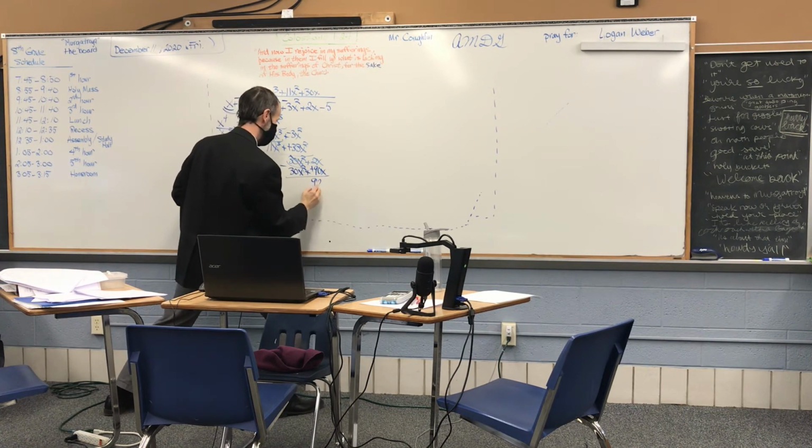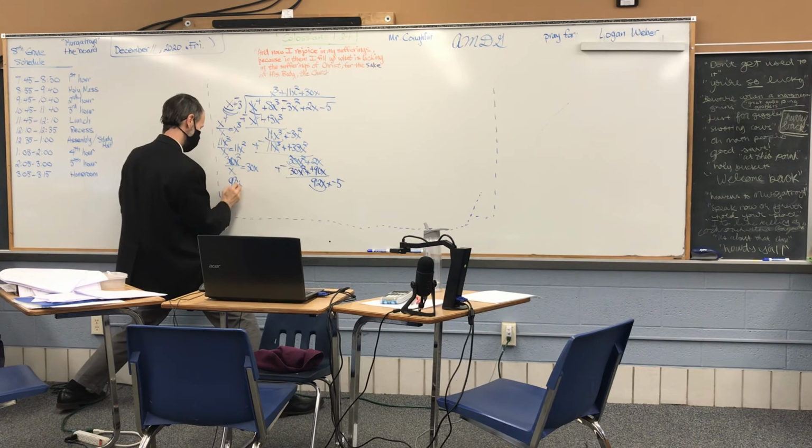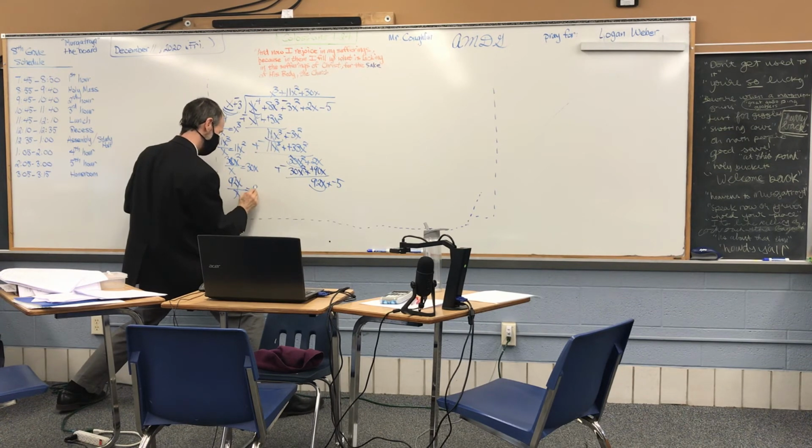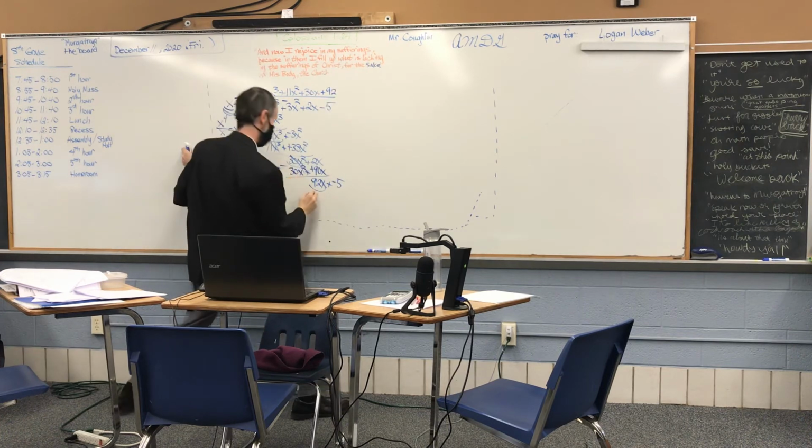We now have 92x plus negative 5. How many times does x go into 92x? 92. It's equal to 92. We've got plus 92. 92 times x is 92x.